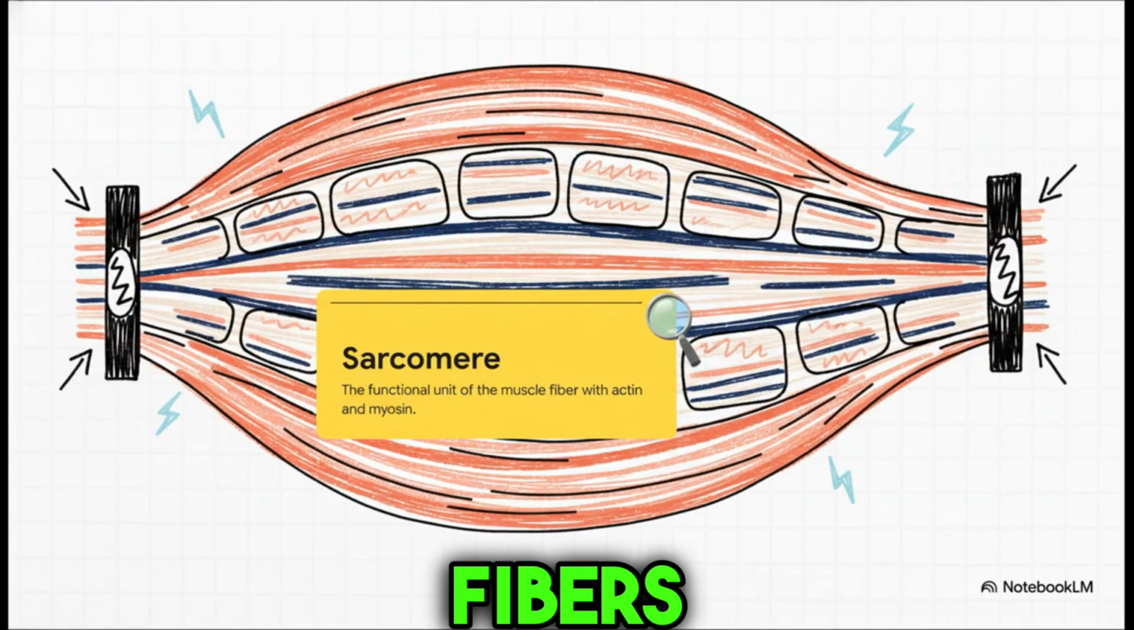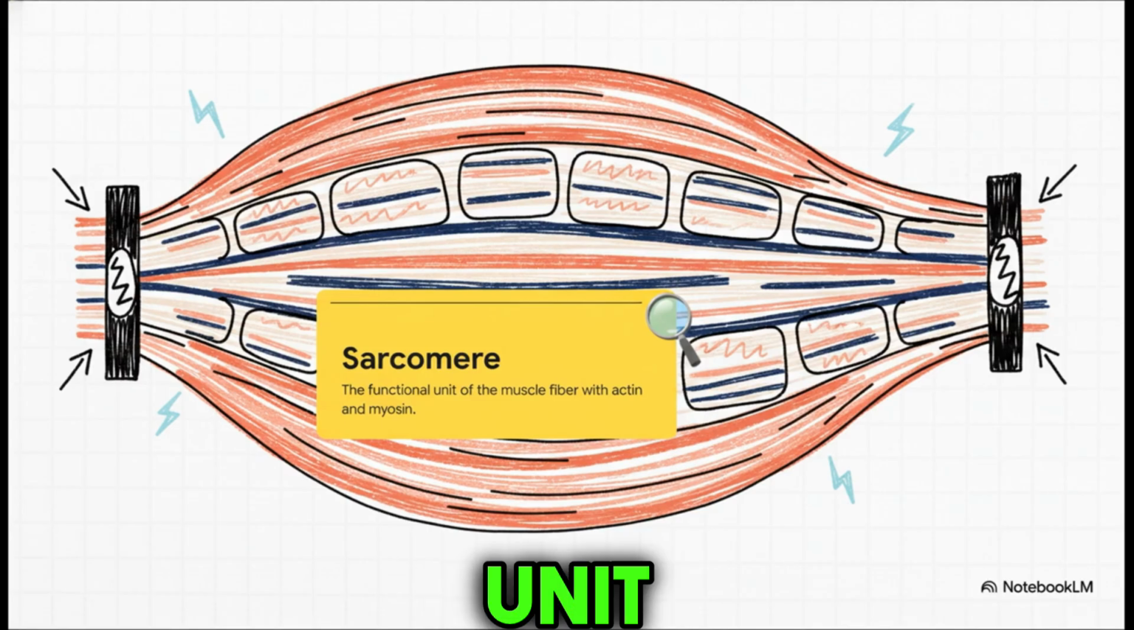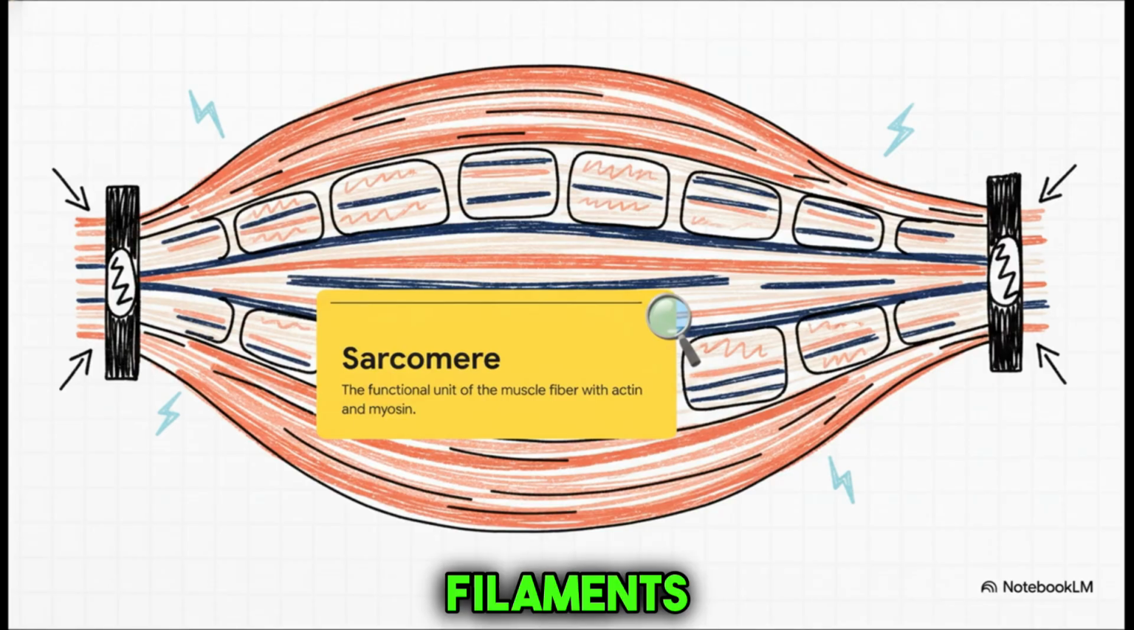Inside these giant fibers are thousands of microscopic units called sarcomeres. Think of the sarcomere as the primary functional unit of the muscle. Inside it, you've got thick protein strands called myosin and thin ones called actin. When your nervous system sends a signal, these thick and thin filaments slide past each other, pulling the ends of the sarcomere, the Z-discs, closer together. When millions of these little units fire all at once, your entire muscle contracts.